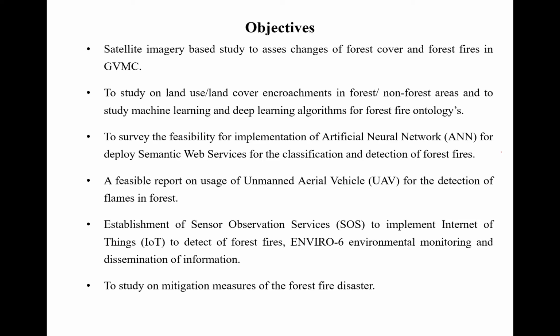Then what do we do here? We can combine ground-borne, airborne, and spaceborne. Then we can take the decision with an accuracy of 99.99%. So that is the importance of sensor observation services.